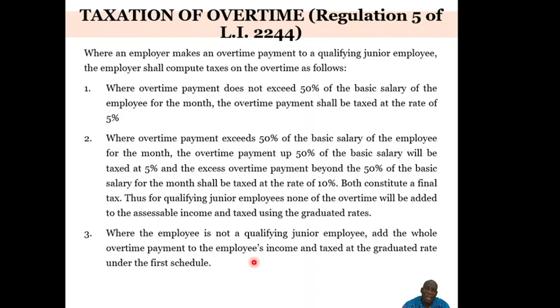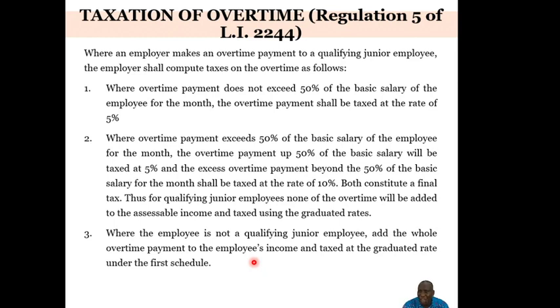Where the overtime payments exceed 50% of the basic salary of the employee for the month, the overtime payment up to 50% of the base salary will be taxed at 5%. And the excess overtime payment beyond the 50% of the base salary for the month shall be taxed at what? At 10%. Both constitute a final withholding tax.